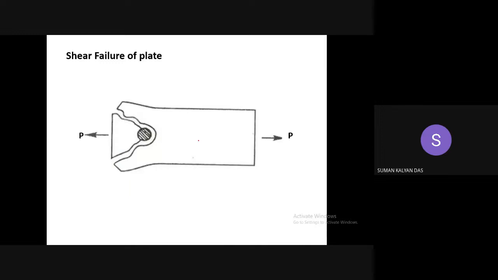Next is this type of failure. This is the shearing of the plate. The plate can shear off like this. This also happens in the row of rivets which is nearest to one of the edges. You can obviously see this, so this type of failure can also happen.